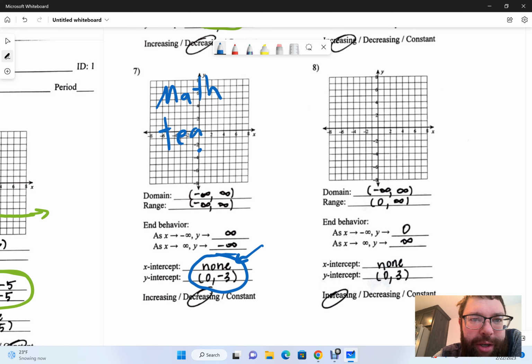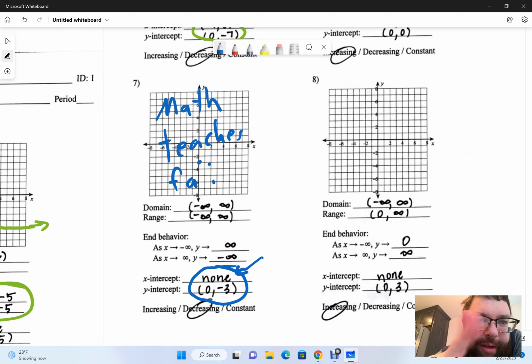Math teacher fail. Should we do that? Here, let's make that intercept our dot for our I. Fail with an exclamation point.